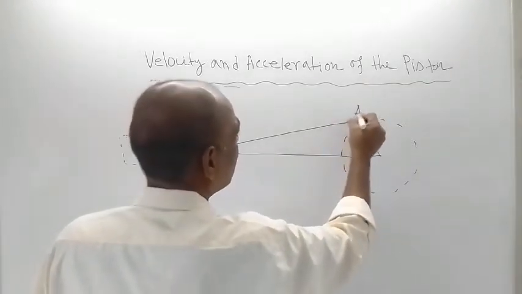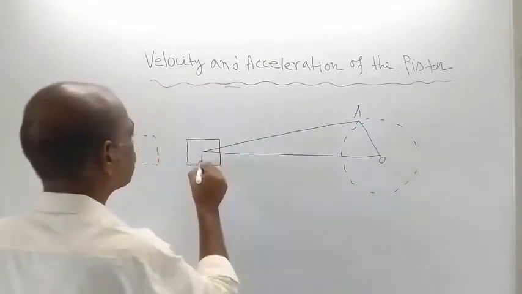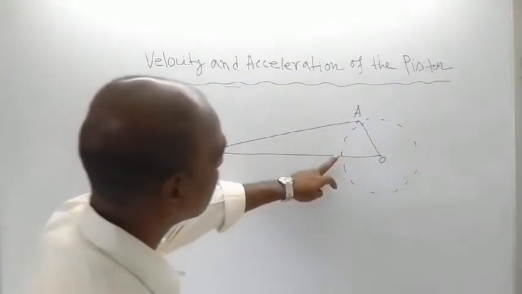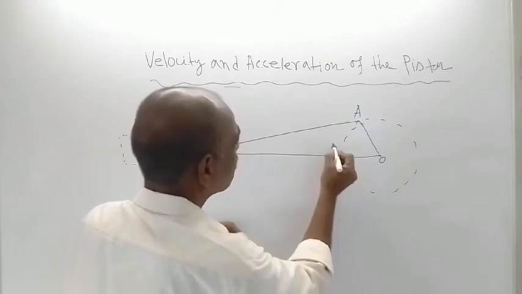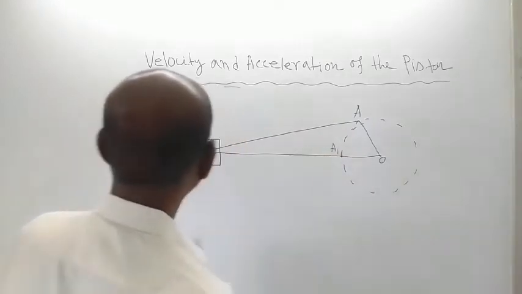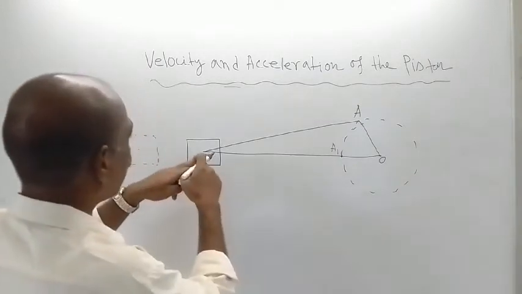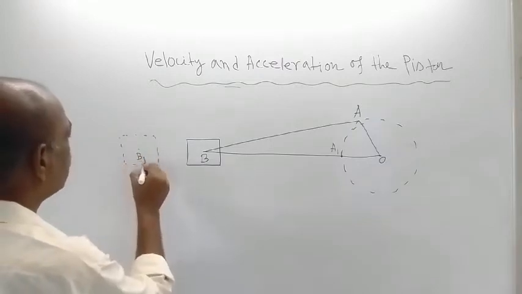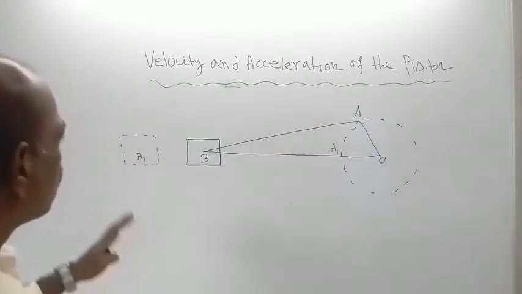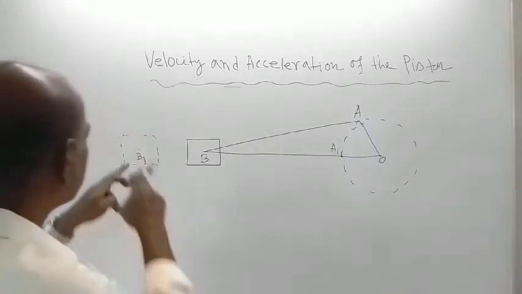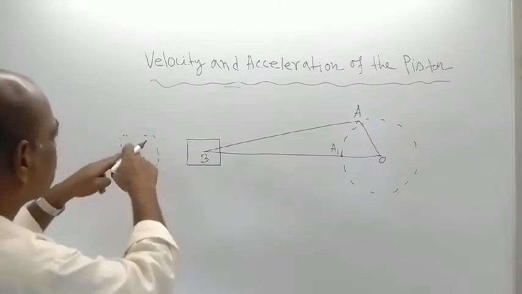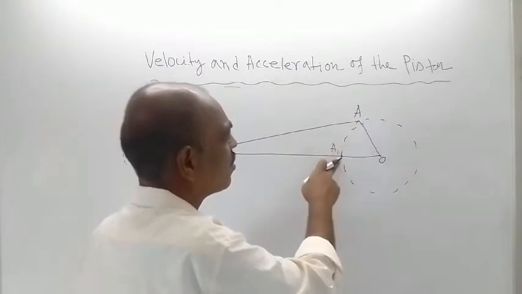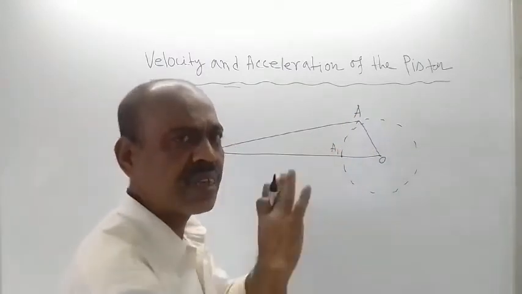Let me say, this is A, this is O, this point is B. And when the point A was here, say this point is denoted by A1, right? Then the B point was here. At this point, say this point is denoted by B1, right? So the initial position is this point, means position of the piston was here. Initial point means when the crank was somewhere here at point A1, that was the initial position.